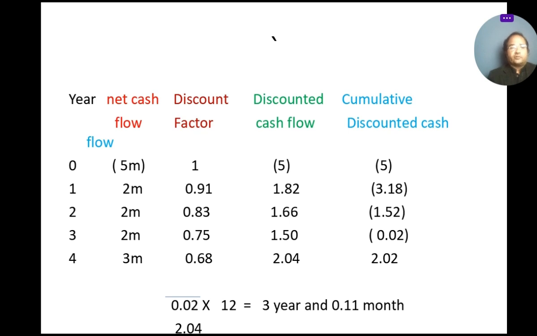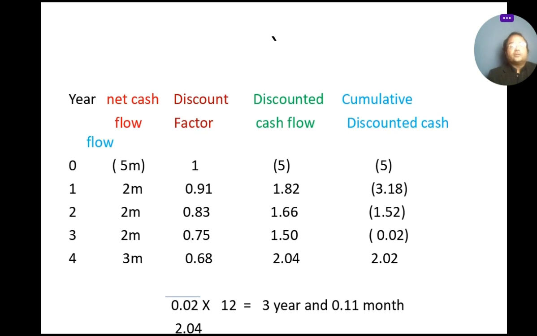In the second year, your positive cash flow is 2 million. You multiply that cash flow by the discount factor, which gives 1.66. The value today of the 2 million that will come to your business after 2 years is 1.66, and your remaining amount out of 5 million is 1.52. Year 3, again 2 million, and the discount factor is 0.75, and the value of the third year's 2 million is 1.5 in today's money. So your remaining amount is 0.02.